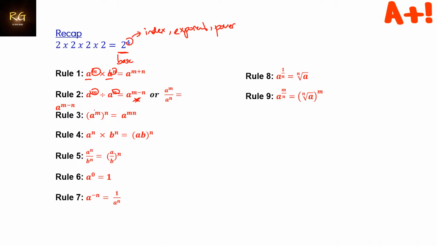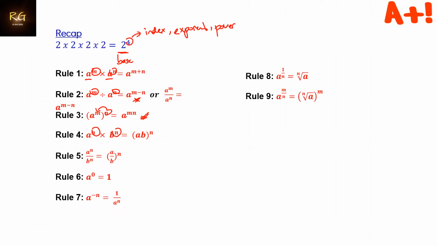When it comes to rule 3, when we want to expand a bracket of an index that involves a power, we can just multiply the power together with the power of the index. So in this situation, it will become a to the power of m multiplied by n. Pretty straightforward.